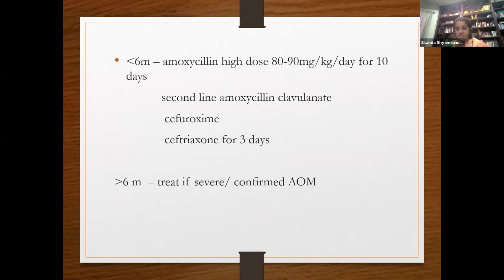A child less than 6 months of age, even presumed acute otitis media, you're going to treat with high dose amoxicillin, 80 to 90 mg per kg per day for a period of 10 full days. Second line drugs are amoxiclav, cefuroxime.